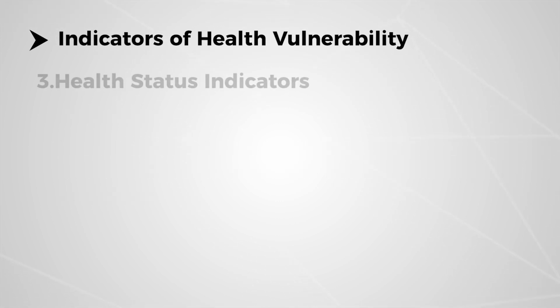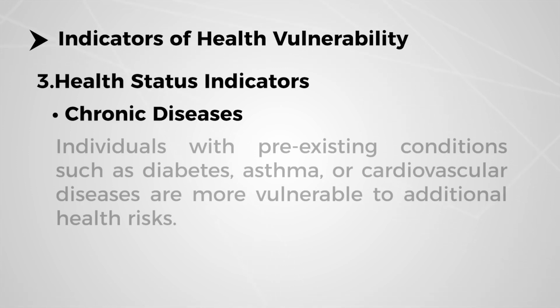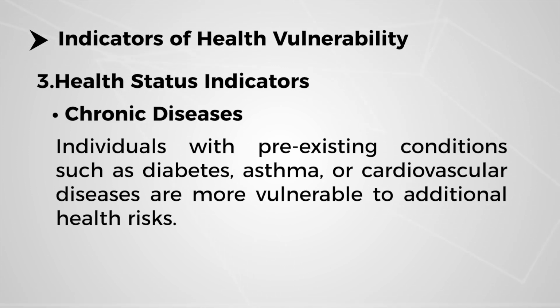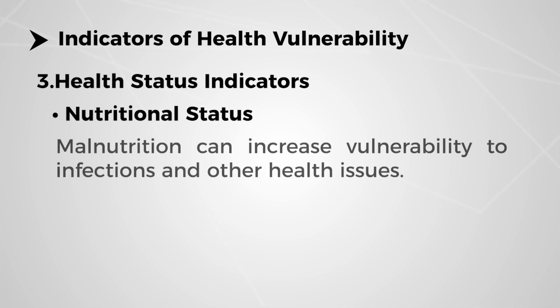Health status indicators like chronic disease: individuals with pre-existing conditions such as diabetes, asthma or cardiovascular disease are more vulnerable to additional health risks. And nutritional status: malnutrition can increase vulnerability to infections and other health issues.